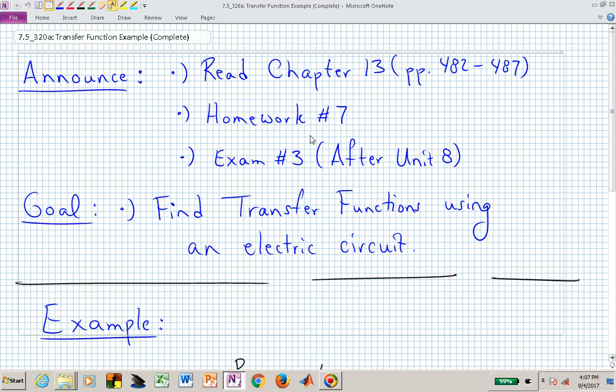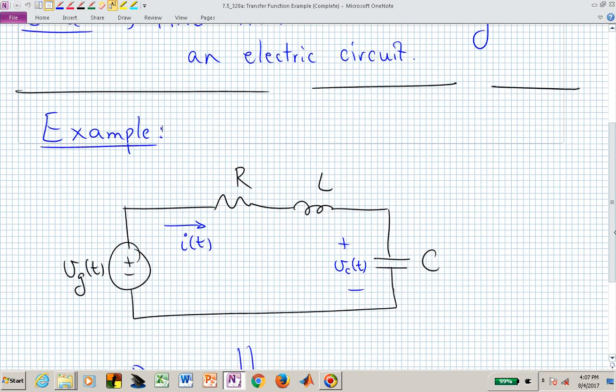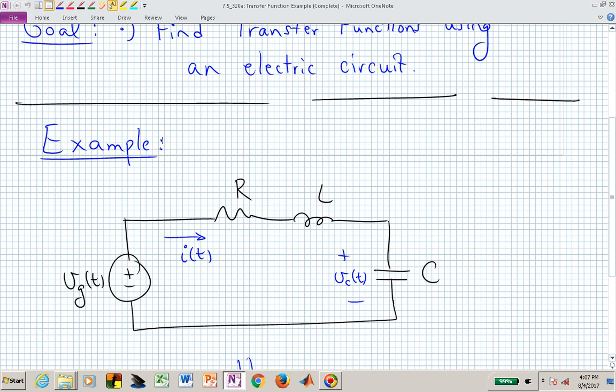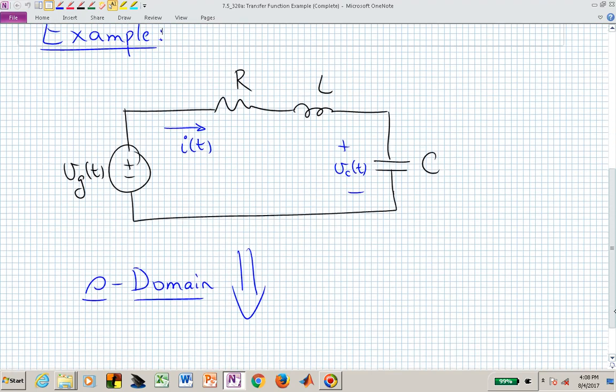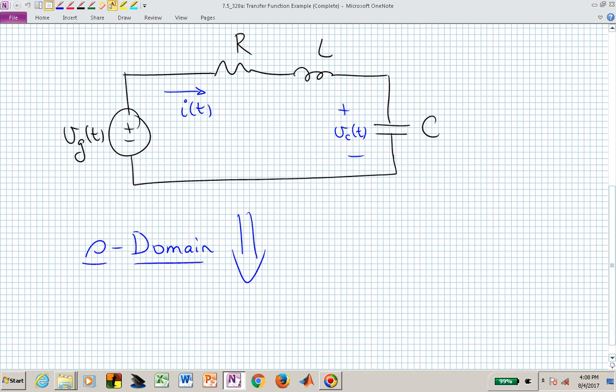In this particular video in Unit 7, we want to look at finding a couple of different transfer functions associated with a single electric circuit. The circuit I want to look at is a series RLC circuit. I've identified a voltage source that's going to be driving that circuit. We have a resistor, an inductor, and a capacitor. I've identified a current. I've identified a voltage across the capacitor. You could define voltages across the resistor and across the inductor. The current's the same through all three, so we're not going to have any different current in this series RLC circuit.